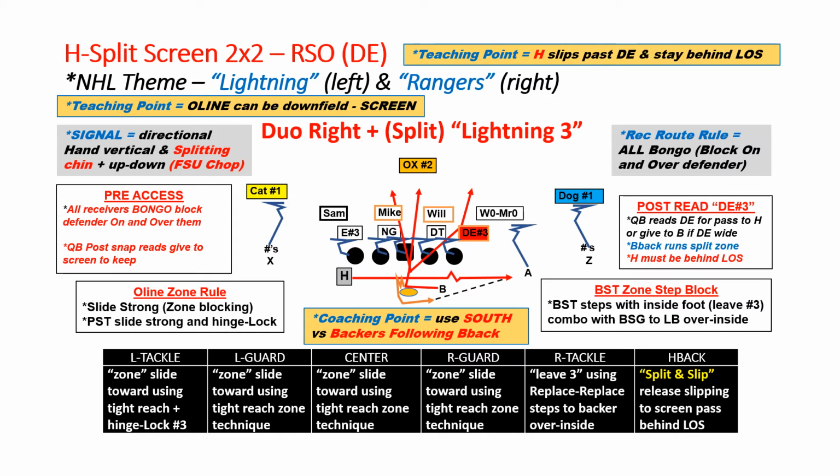The H now is going to, like his slice, go past that defensive end. He's going to go straight down the line, staying behind the line of scrimmage, turning with his back to the line of scrimmage for a screen pass. The quarterback now will do his read and decide on that defensive end still, but if the defensive end comes down on the back, instead of keeping it for a run, he'll simply throw this pass in the flats to the H-back for an H split screen.